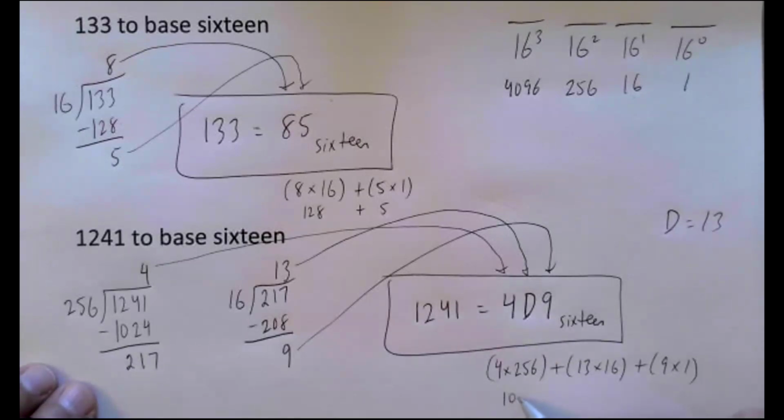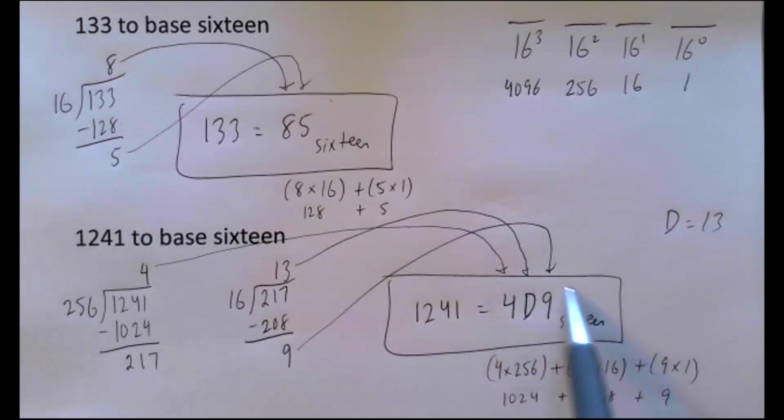You're going to get 1,024. You're going to get 208. You're going to get 9. If you add those numbers all up, it should add up to that. But the final answer is 4D9 base 16. That's my actual answer right there.